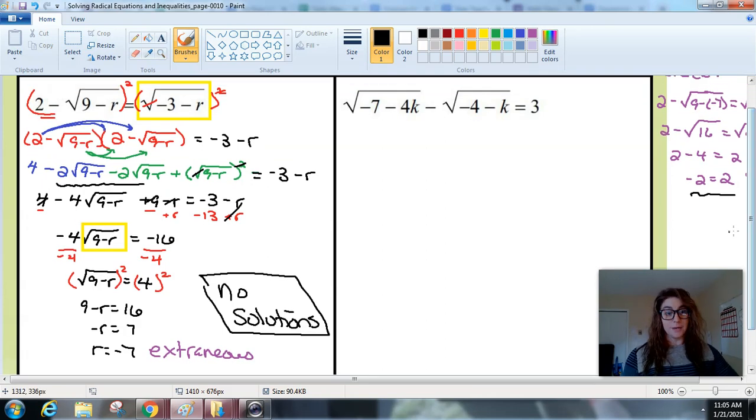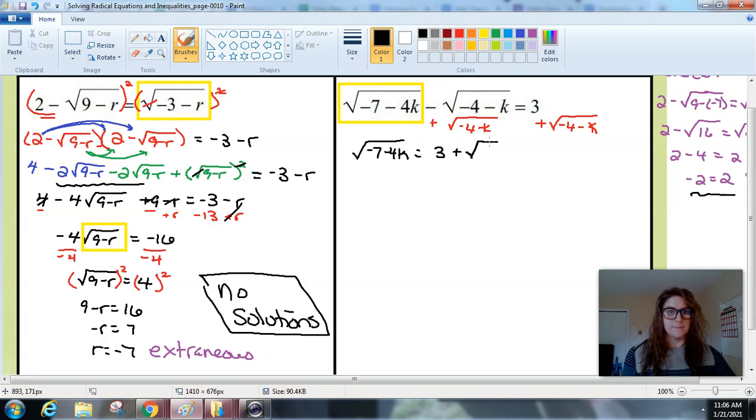All right, our next problem. So the next one, we have on the same side are radicals. So I got to pick one. So I'm going to pick the first one. That guy's going to stay there. I'm going to move the other radical over. When you move radicals, you move them just like you would numbers or variables. You move the whole thing. You're not changing anything on the sign of the inside. You're just simply moving the radical. So it was a negative radical. I'm going to add the full radical. Okay, so that's going to get me square root -7 minus 4k equals 3 plus that radical.